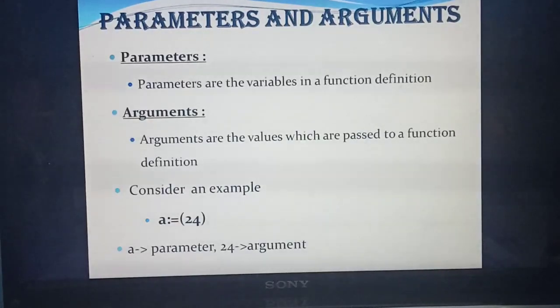So next topic is parameters and arguments. Very important. Till now you have studied about 2-mark questions. Sorry, 3 2-mark questions. Very important 3 2-mark questions.